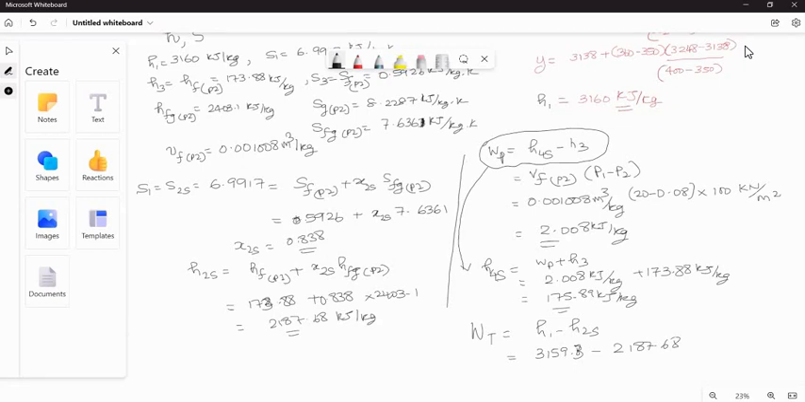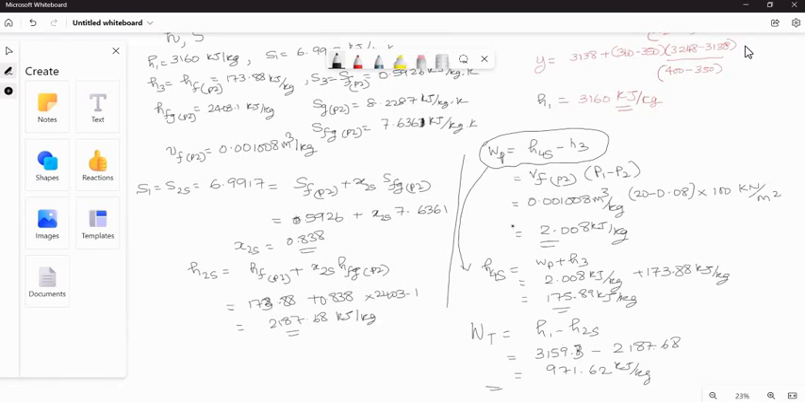971.62, right? Kilojoule per kilogram. That is turbine work, right? Turbine work. Still, we did not reach the question. So W net output, right?